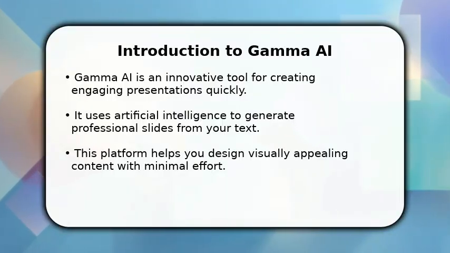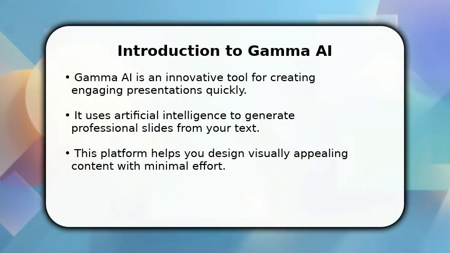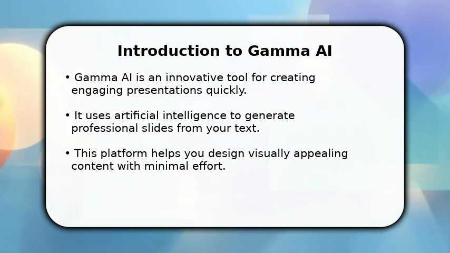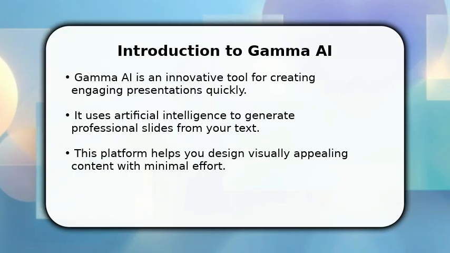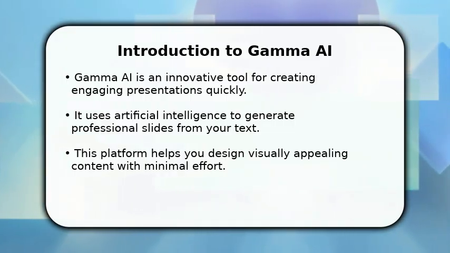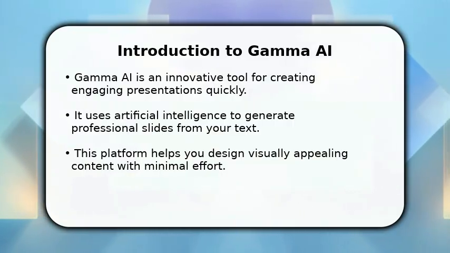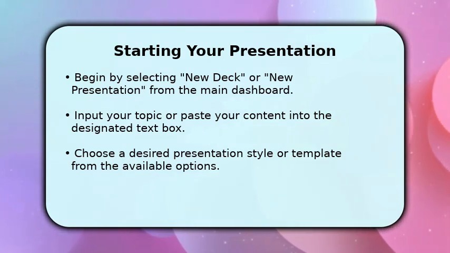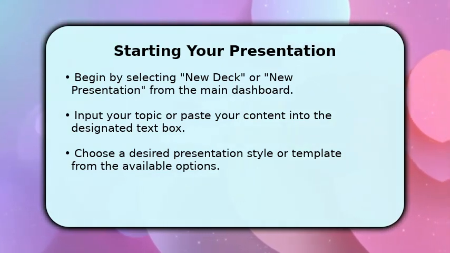In this video, I will explain how to use Gamma AI to create presentations. Gamma AI is a fantastic tool that leverages artificial intelligence to transform your ideas into stunning presentations with remarkable speed. It helps you craft visually appealing and highly engaging content, saving you valuable time and effort. You can focus on your message while Gamma AI handles the design, making your presentations truly stand out and impress your audience.